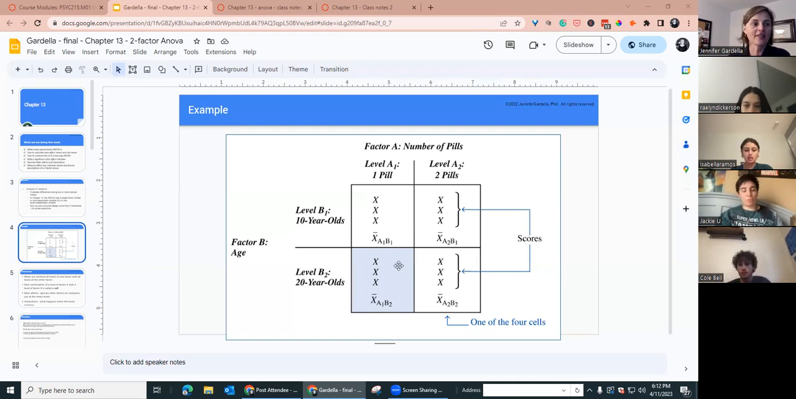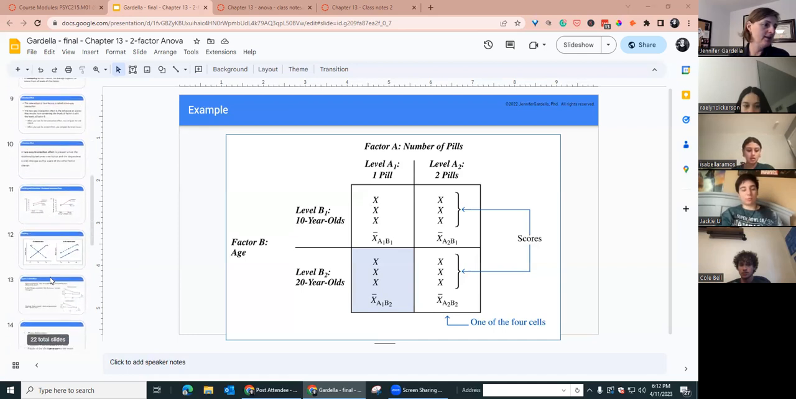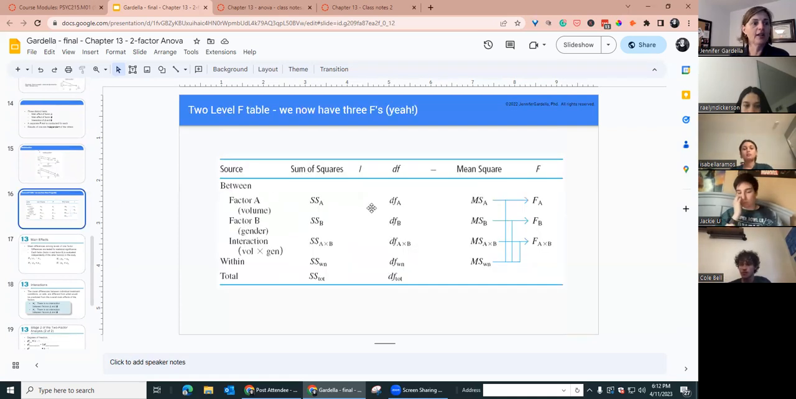Just for clarification, in case anyone's like, oh my gosh, I'm freaking out, all of these X's are individual scores that were in this cell. And I think that's about it. Let me go back. Let me show you very quickly, just so you understand. When we go to compare all of this, the ANOVA table looks like this now.